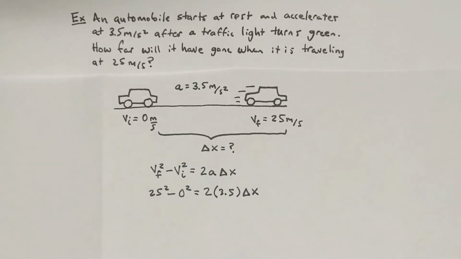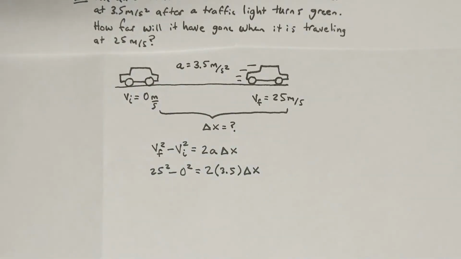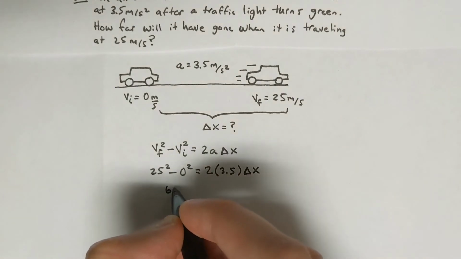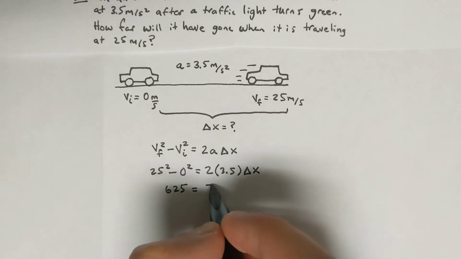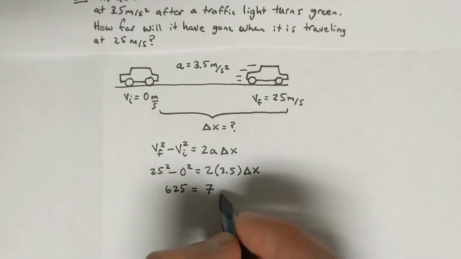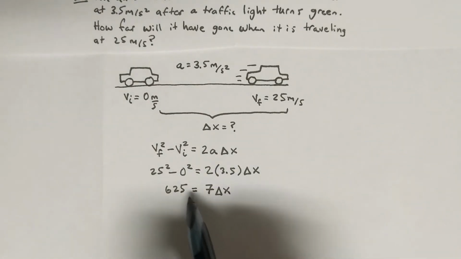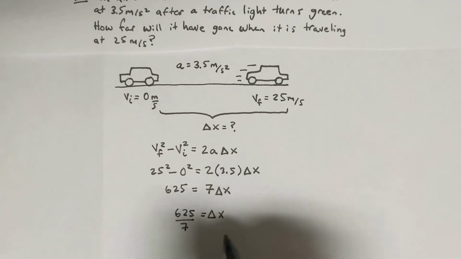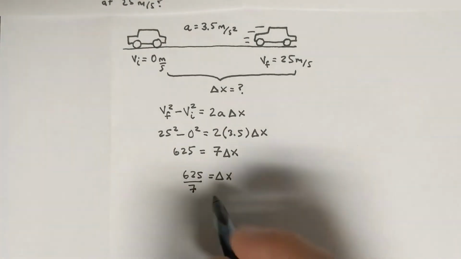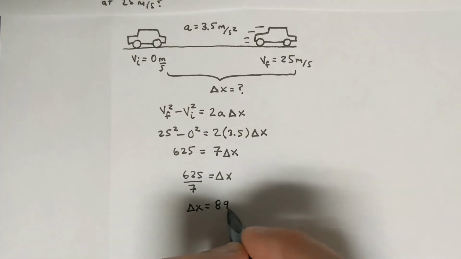Okay, so let's go ahead and start solving for delta x. 25 squared is 625. 0 squared is 0. 2 times 3.5 is 7. And these numbers are multiplying delta x, so 7 times delta x. And now we're trying to solve for delta x, so divide both sides of the equation by 7 to get delta x by itself on one side. We should plug these numbers into our calculator, and you'll find that the change in the position is 89 meters.